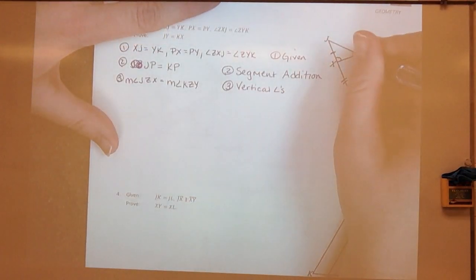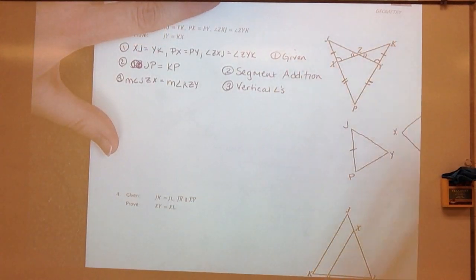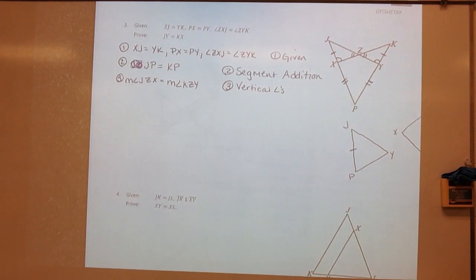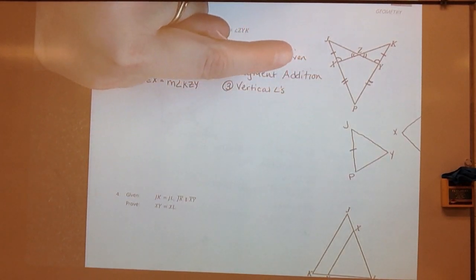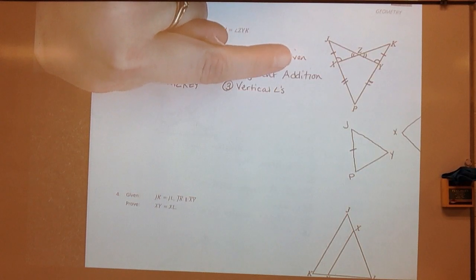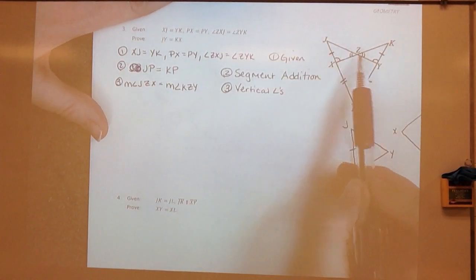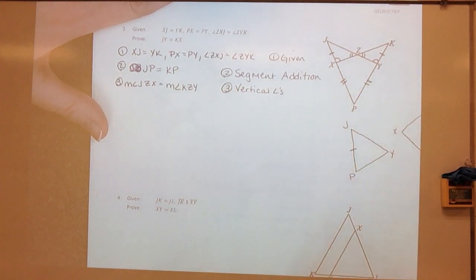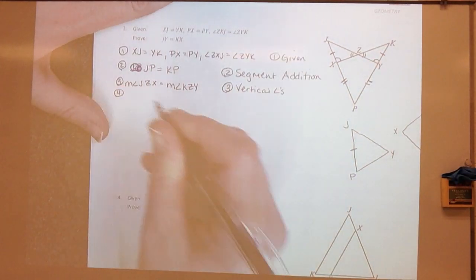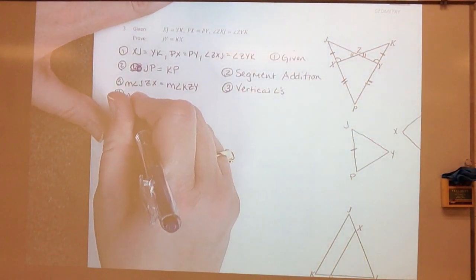So, I have vertical angles. Guys, look at this. Can I prove that my two triangles are congruent? I can by angle, angle, side. Look, I have angle, angle, side, angle, angle, side. So I can prove these two small triangles are congruent.